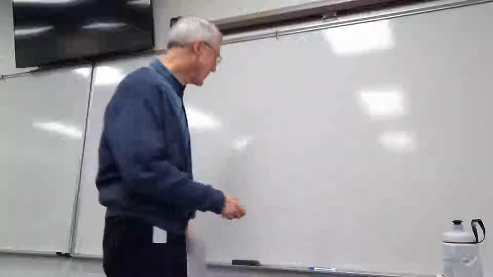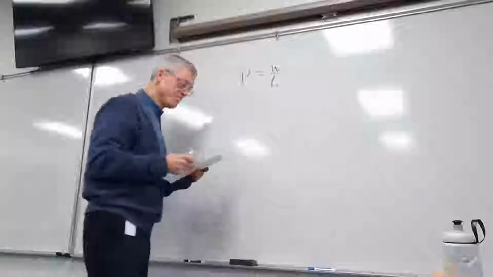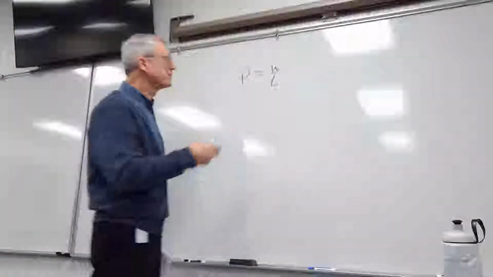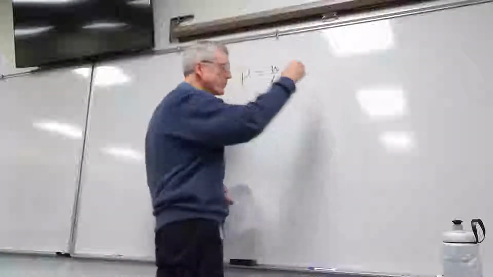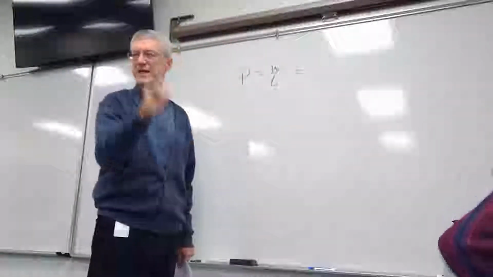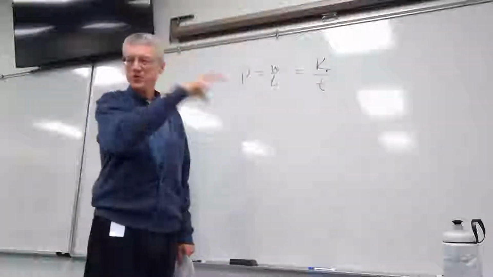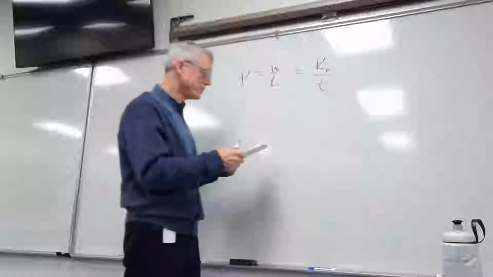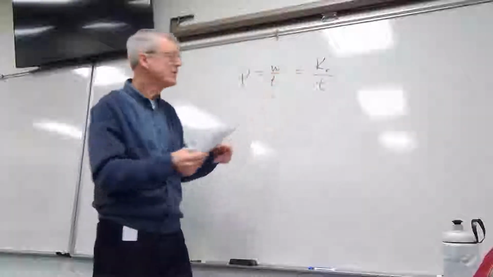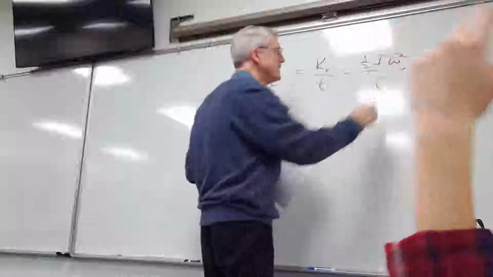Power, you can do this 2 ways. Power is work divided by time. Because of conservation of energy, the work to get the wheel rotating is equal to its rotational kinetic energy once it's moving. It went from 0 to something, so the work is equal to the rotational kinetic energy that you got it up to. You had to do that much work to get it up to whatever that is. Well, that is 1/2 I omega squared over T.